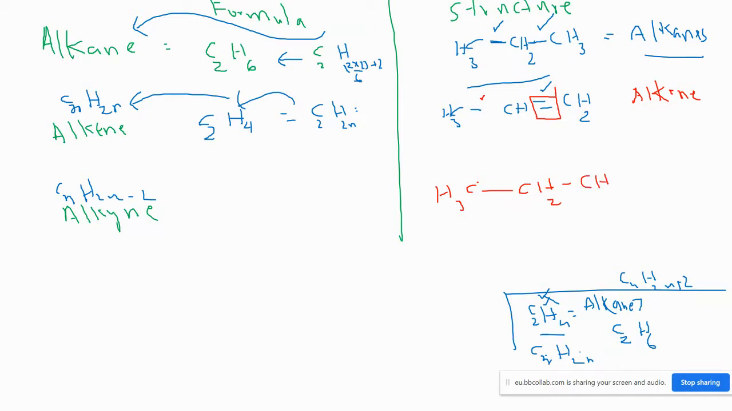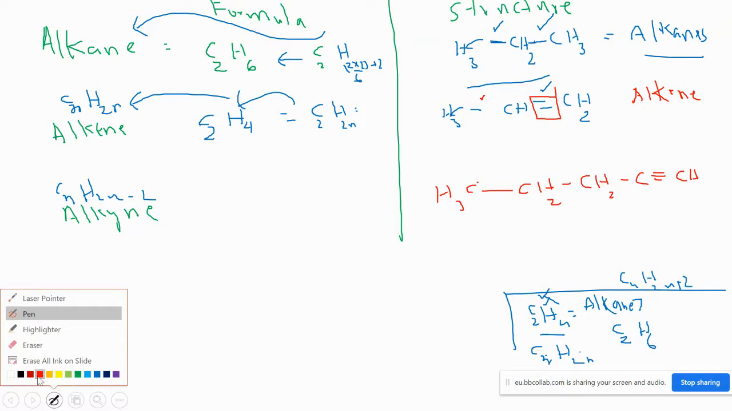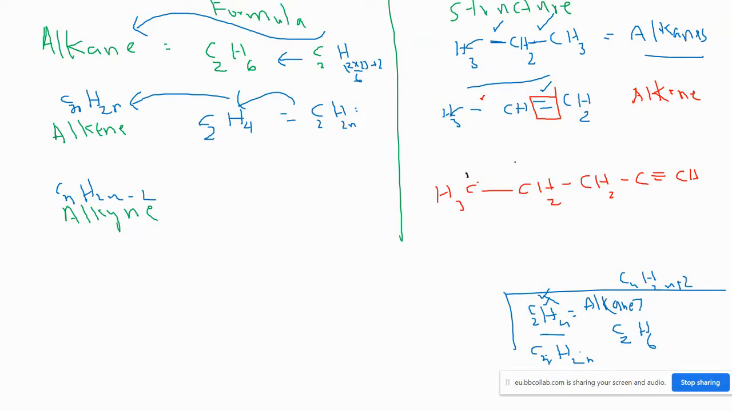Let me finish, and then CH. Now how many carbon do we have? 1, 2, 3, 4, 5 carbon. All these have single bonds, but one of them is a triple bond. Whenever you have a carbon-carbon triple bond, the whole compound will be alkyne.